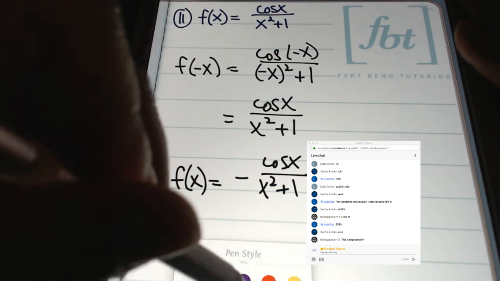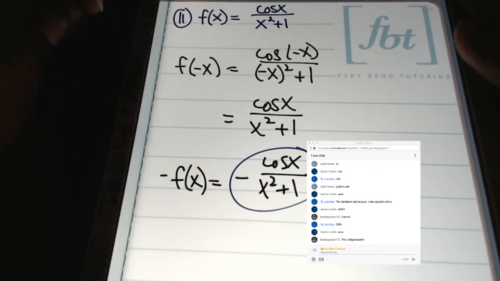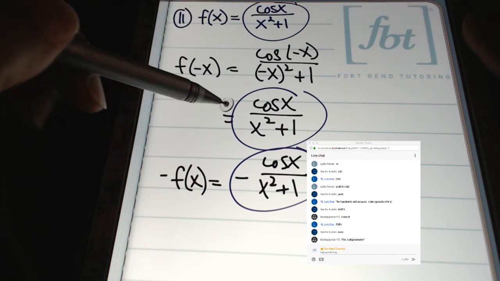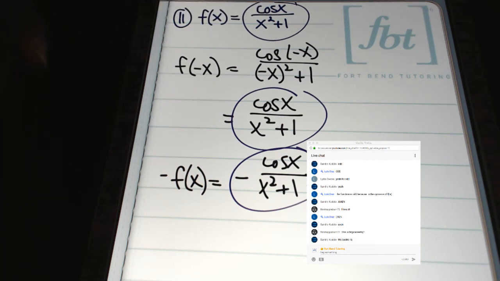When you're making your comparisons, ladies and gentlemen, of the opposite of the function with f of negative x with the original function, the only thing that matches up is the original function and f of negative x. Benita Applebaum is asking, is this trigonometry? The function cosine is trigonometry. The answer, Benita Applebaum, is yes.